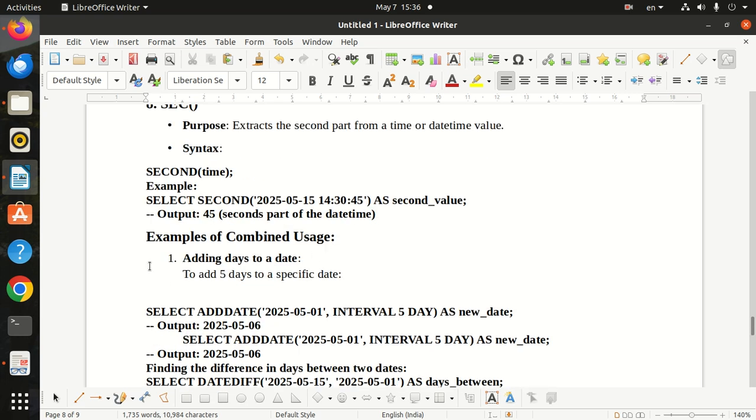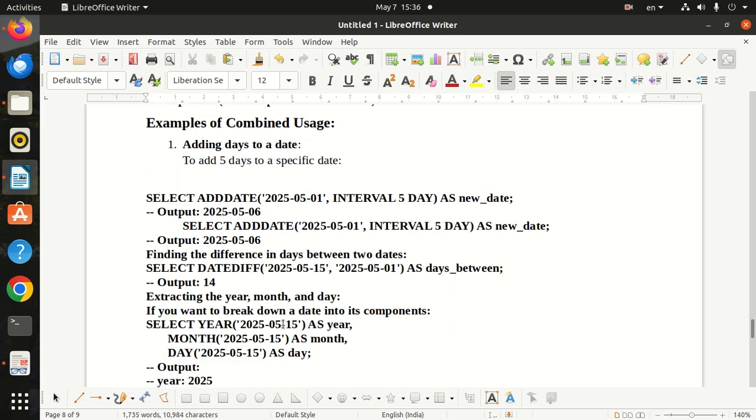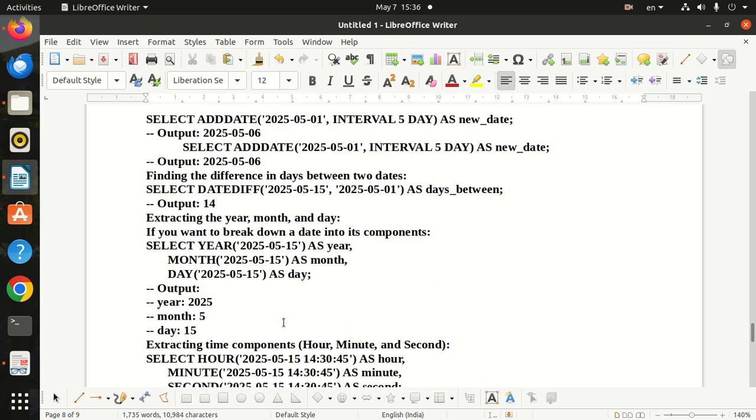Example of combined use: adding days to a date, to add 5 days to a specific date. These are some examples implemented in the table. Select ADDDATE of 1-5-2025 interval 5 days as new date, and the output will be 6-5-2025. This is how you have to implement and demonstrate it.